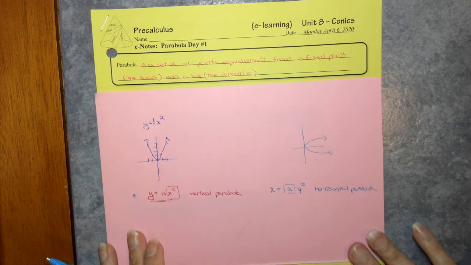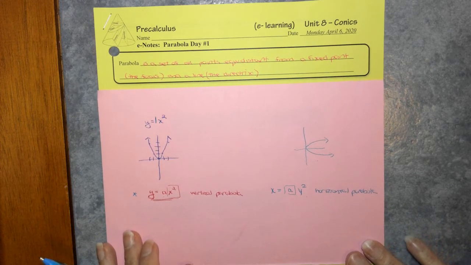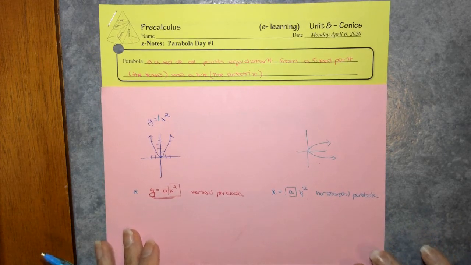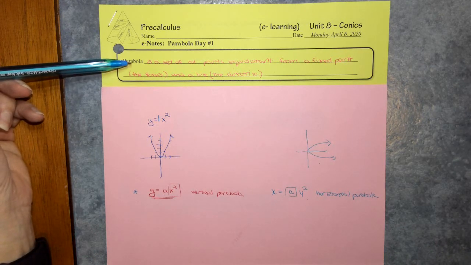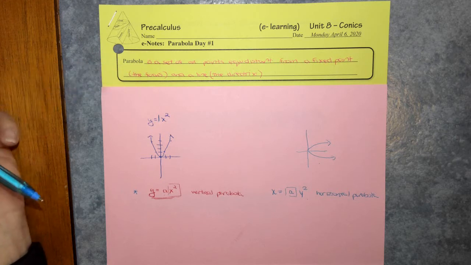Alright, so now there's a definition that I want you to take a moment to pause and write down. So pause the video so you can write down that a parabola is a set of all points equidistant from a fixed point, the focus, and a line, the directrix.